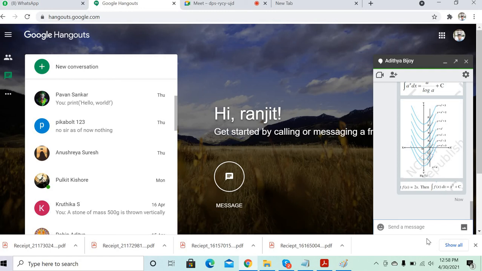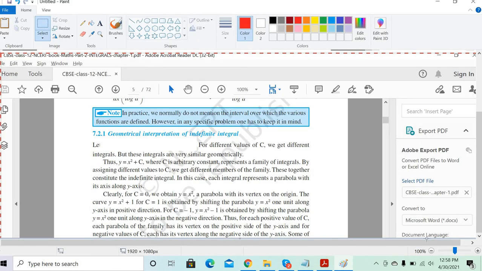Now c, we don't know what it can be. So if we don't know c, how can we represent it geometrically? We can have c as 0, 1, 2, 3, or minus 1, minus 2, minus 3, any value, correct? So how to know? Because when you differentiate x square plus any constant value, you get the answer 2x only. But integration-wise it becomes different.